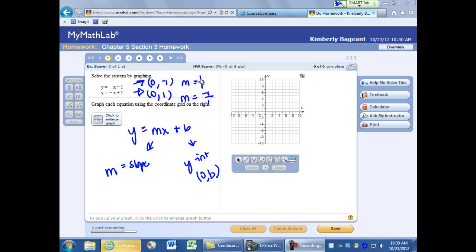So here our slope is positive 1 over 1, so you will go up 1, to the right 1, whereas here our slope is negative 1 over 1, so we will go down 1, and then still to the right 1. The reason why I wrote my slope as a fraction is so that I can see my rise over run, so that I can see how far to go up or down and then how far to move to the right.